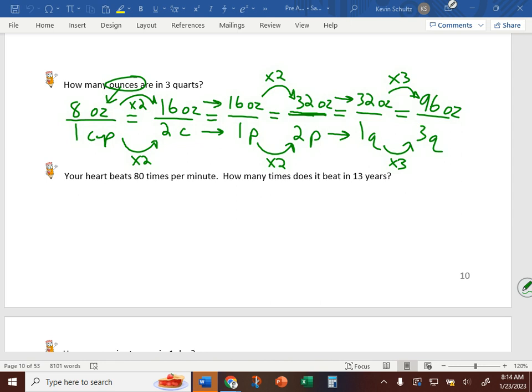Good job. Yeah. Okay. 80 over 1 minute, right? 80 times per minute. That's a unit rate, isn't it? Because it compares something to 1. We have to get all the way up to 13 years. So that's why I started way over here, because this is going to be a lot. All right? But let's get to work here. What do we do first? We have to build up from minutes to years. What's our first build up here?